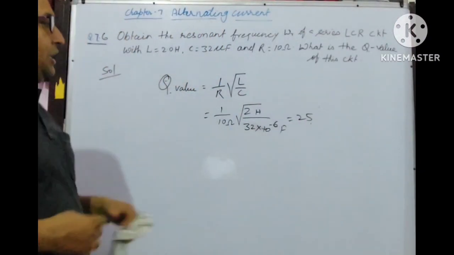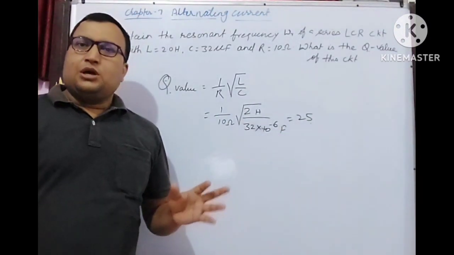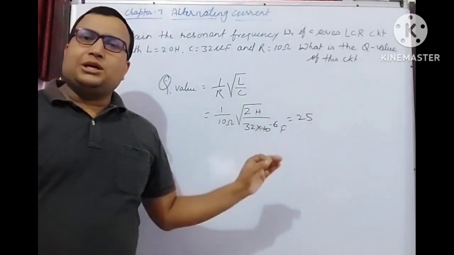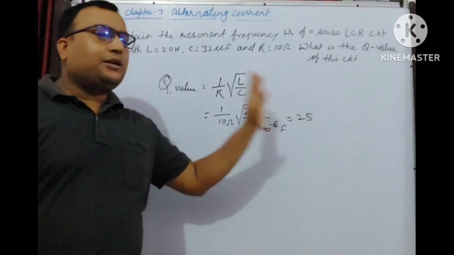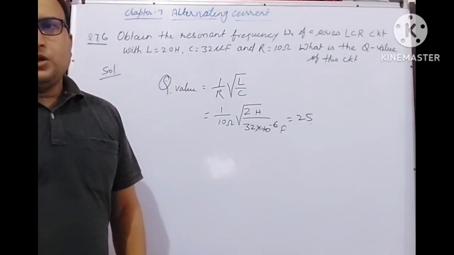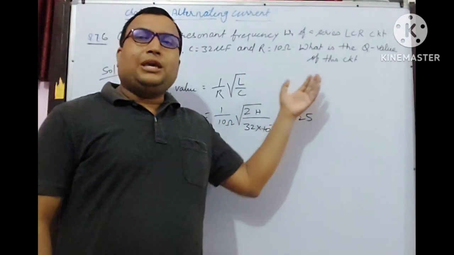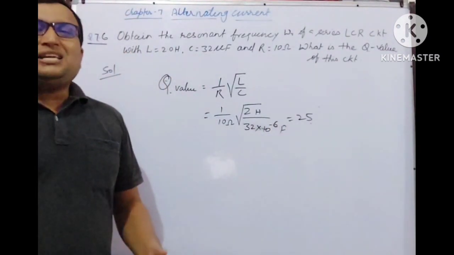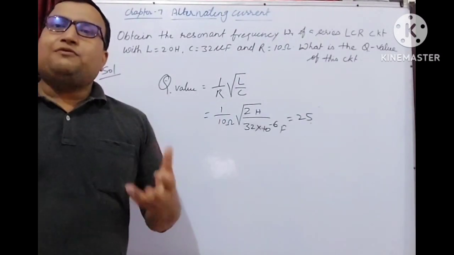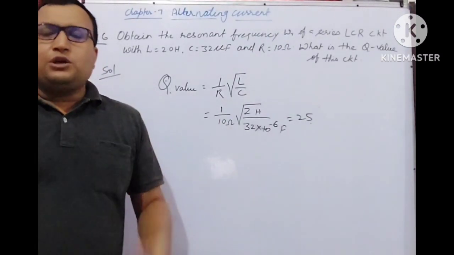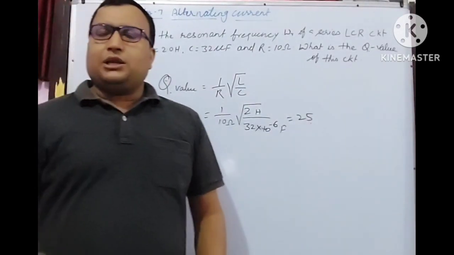You may ask why I am not writing any unit. Because the Q value doesn't have any unit. It is a complete number. So if you resolve this, you will get 25 as the final value. Again I am telling you, the Q value is mostly used for magnifying purposes, to increase the voltage inside the circuit. Okay? Thank you. We are going for the next question.